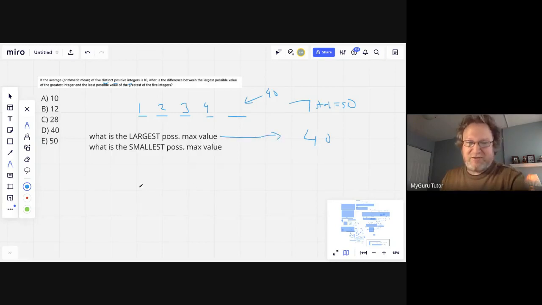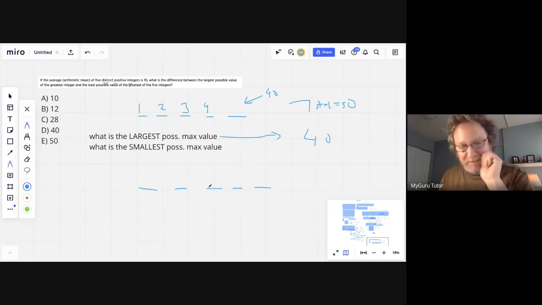Now, let's try this again. If we're going to get the smallest possible maximum value, that means we're going to need to maximize everything else. But we can't go all that far, right? So what's the least possible value of the greatest of the 5 integers? Well, let's assume all the numbers were 10. That would give us an average of 10, right? But all the numbers are distinct, so they're going to have to all be different numbers.